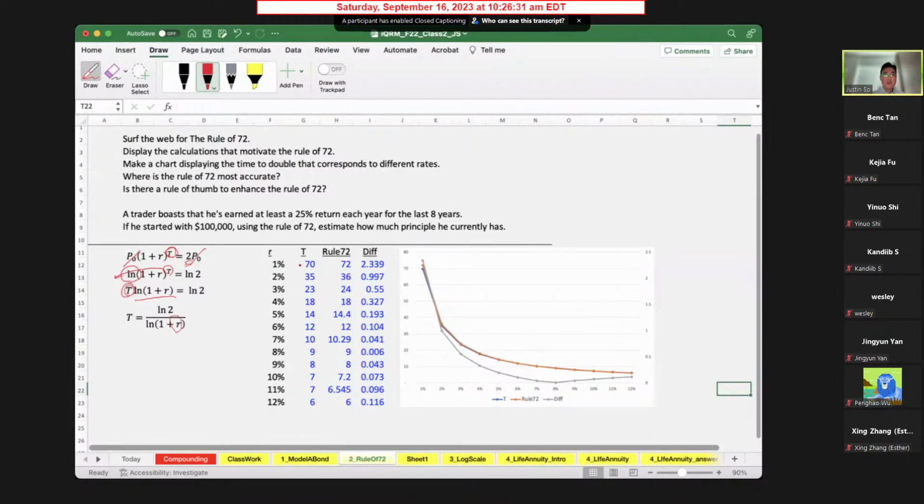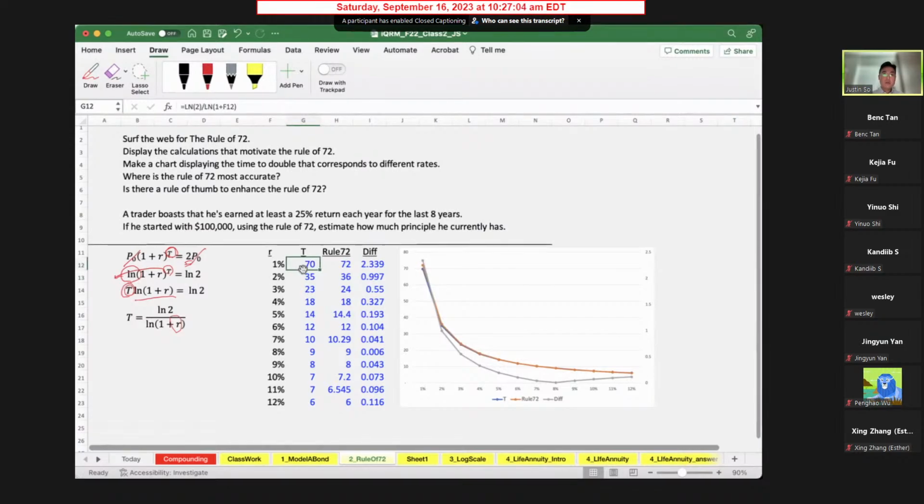So let's find it. Interest rate, yeah, we try 1% to 12%. We're going to try these and then calculate T according to the formula. You build a formula. ln is the formula for natural log. 2 divided by 1 plus this rate, 1%, or 2%. You keep using this. You get 70. Well, you do 1%, it takes 70 years.